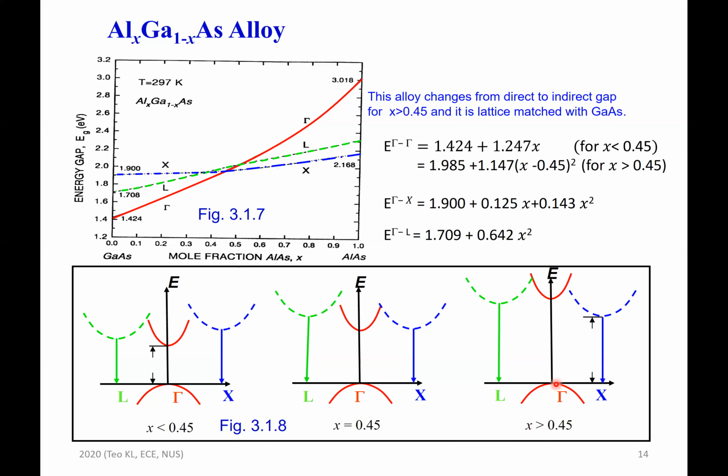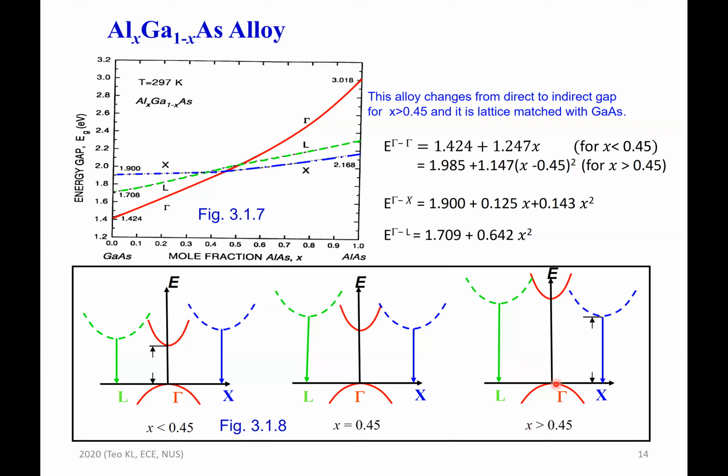So you can see that when we replace gallium with aluminum to form aluminum gallium arsenide alloy, starting with gallium arsenide, which is a direct band gap, and aluminum arsenide, which is an indirect band gap, as the composition increases there will be a point where the alloy will change from a direct band gap to an indirect band gap semiconductor.